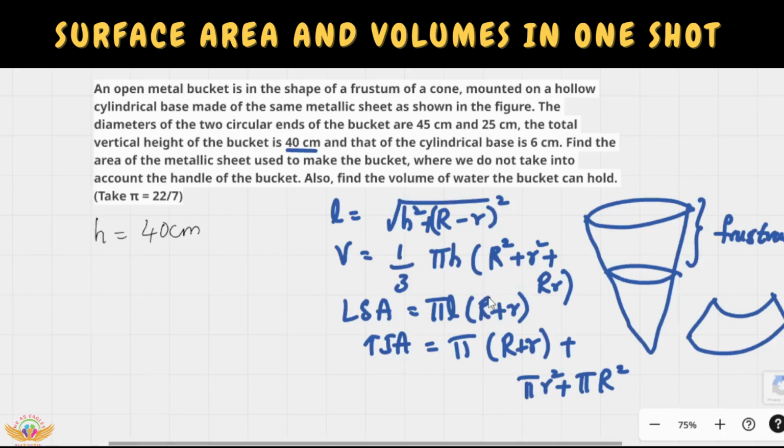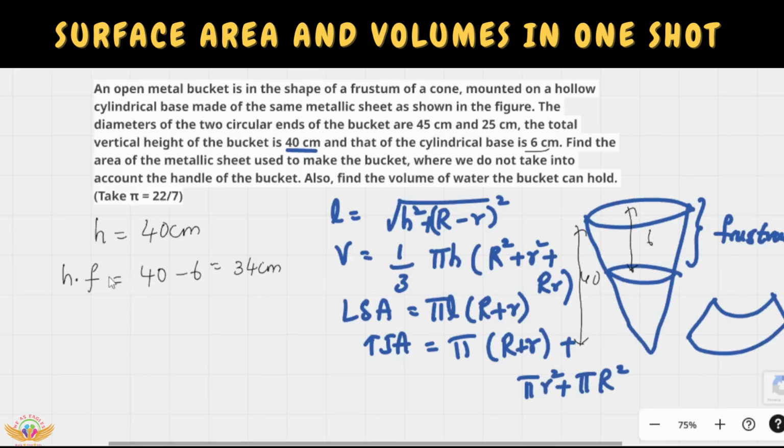So the height of the frustum of the cone will become what? The cylindrical base height is 6 centimeters, right? So 40 minus 6 gives 34 centimeters, which will be the height of the frustum of the cone. I'm writing shortcuts, but you need to write in sentences in your exam.